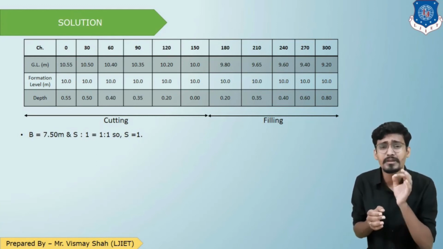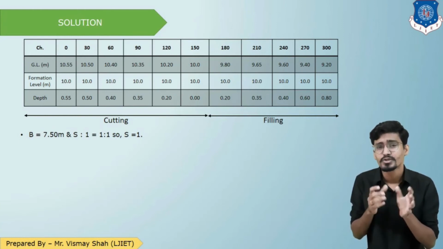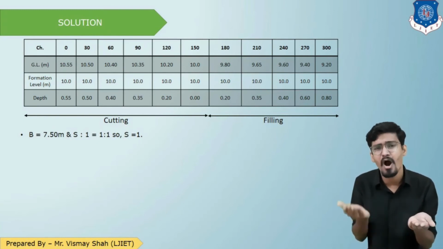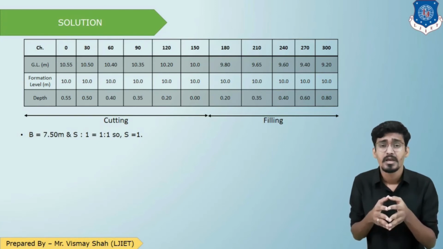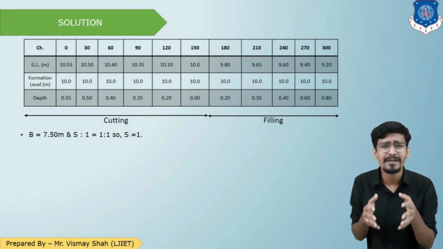Instead of writing out the minus, I have shown it as cutting and filling. So it is better that instead of putting a minus sign, you write which is cutting or which is filling. That is completely acceptable. The width B is considered as 7.5. So now we are ready to go with our mid-sectional method.